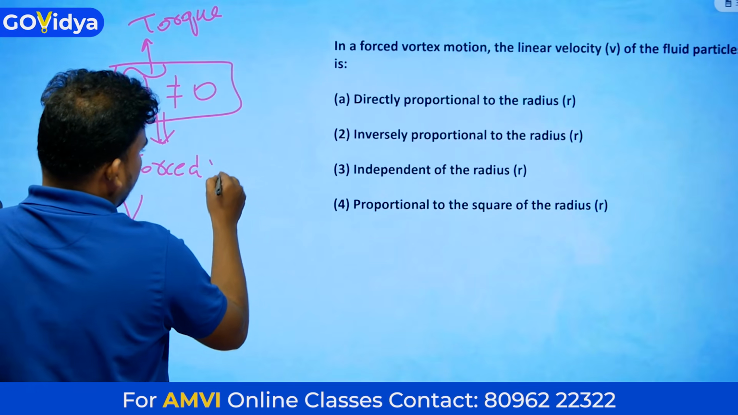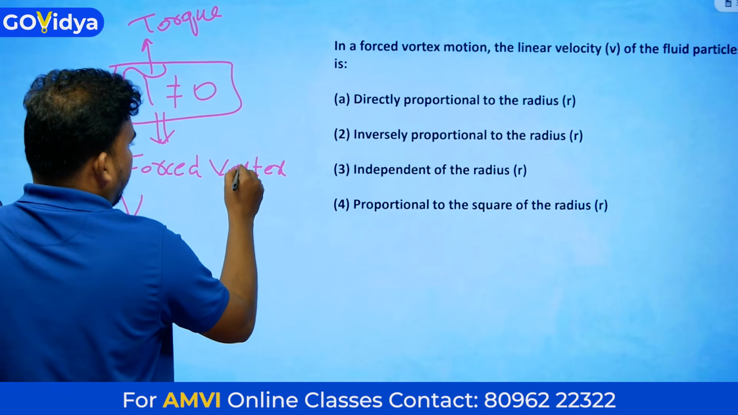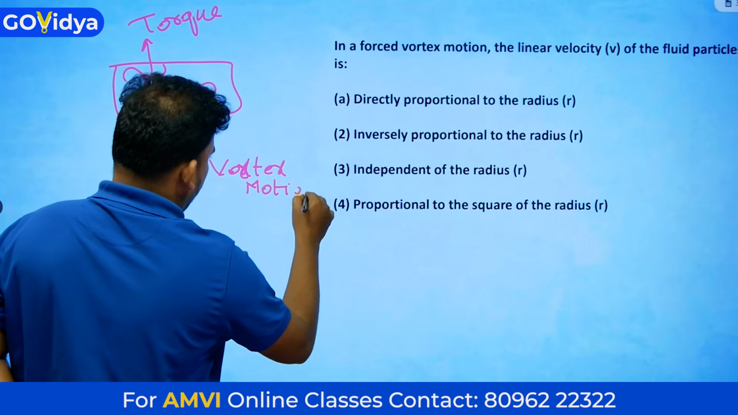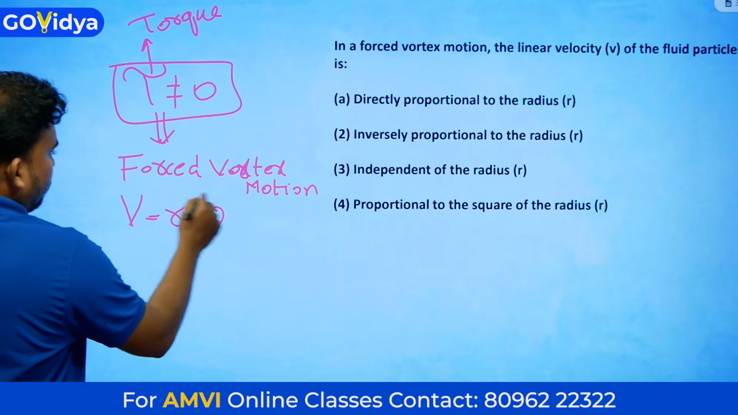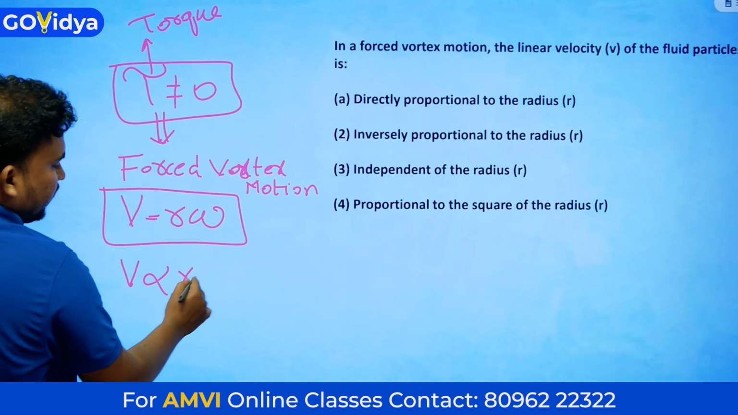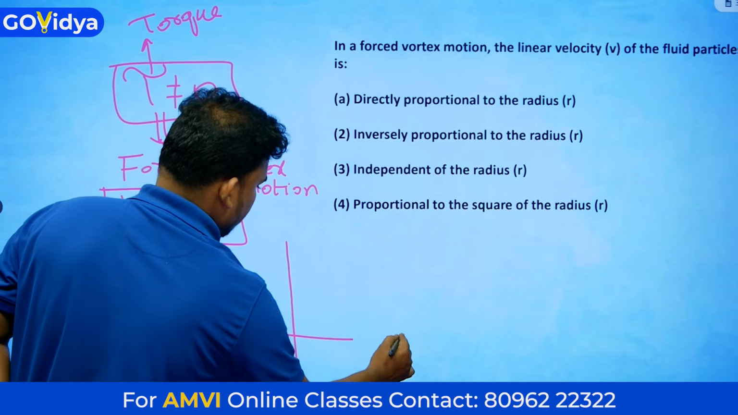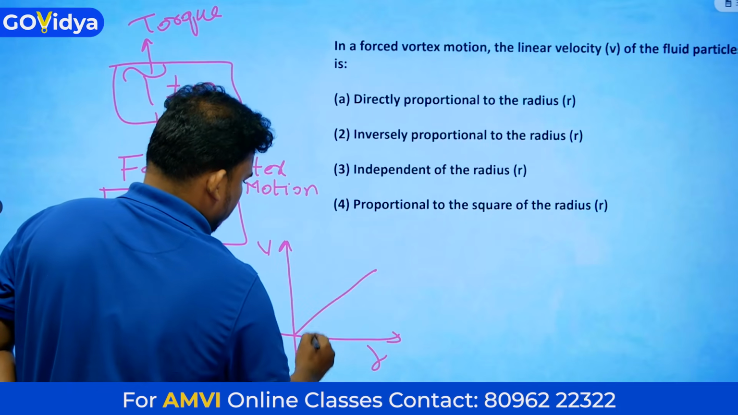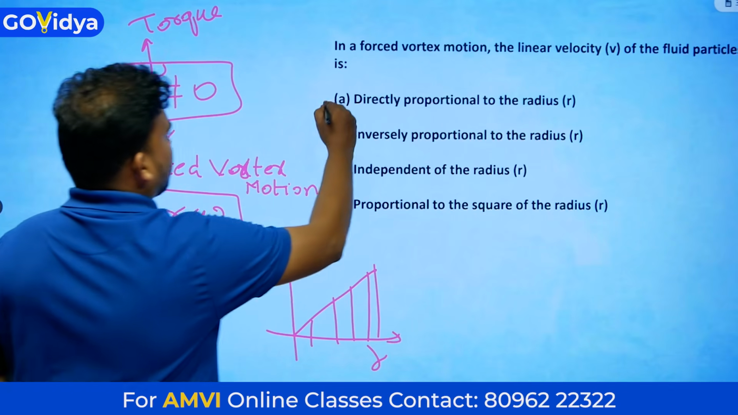Forced vortex motion. Okay, forced vortex motion. So V equals R omega, which we are giving. Okay. So if you see clearly, velocity is directly proportional to R, right? Which is the linear variation, right? Okay. If I draw the velocity versus R graph, it is a linear variation. Like this it is going. So it is directly proportional to the radius R.